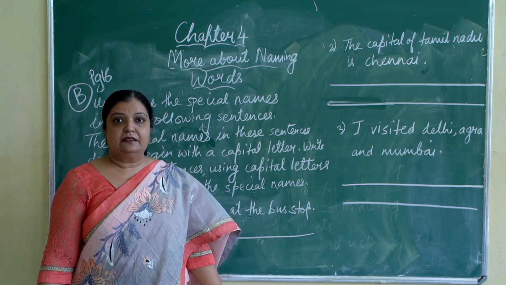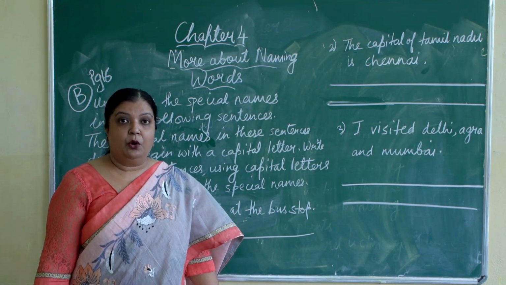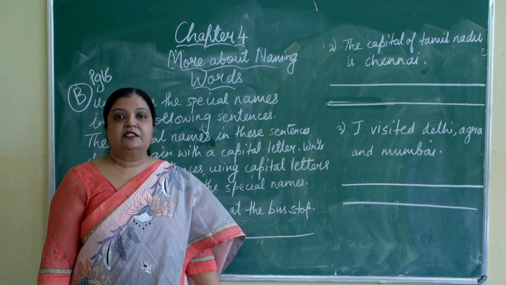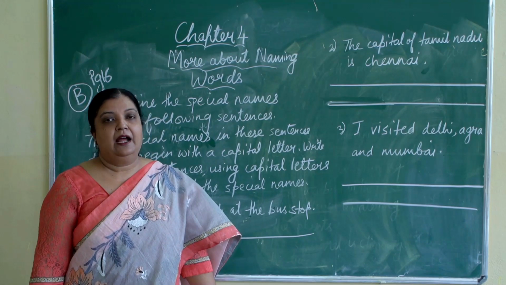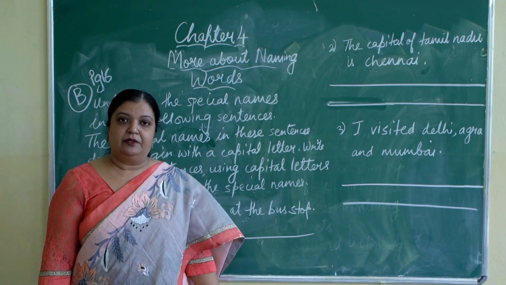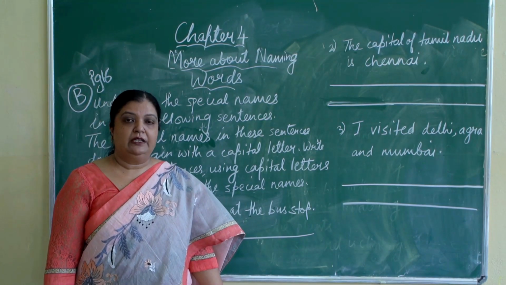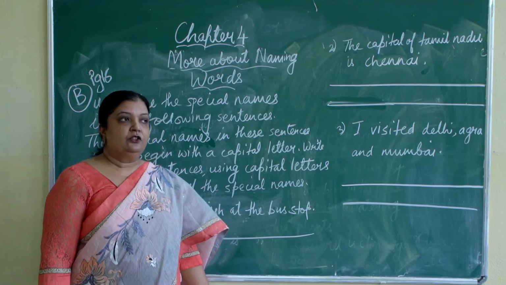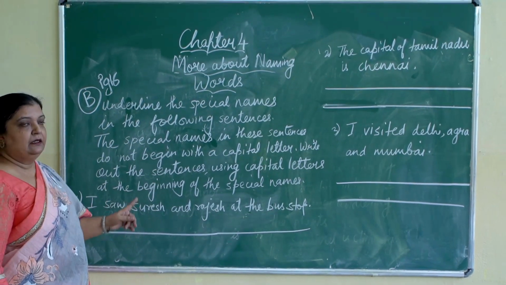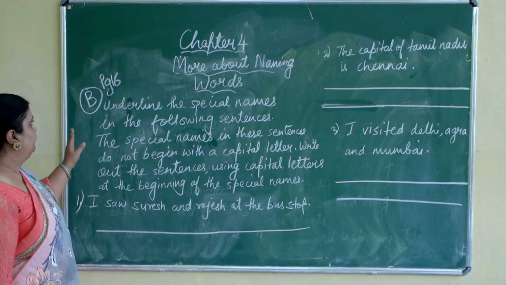Now, for things also you keep names, like bench, chalk, duster. Understood? So these are called special names. And children, these special names start with a capital letter. Special names start with a capital letter. So in concern to this, on page 16, B exercise, you have to solve.